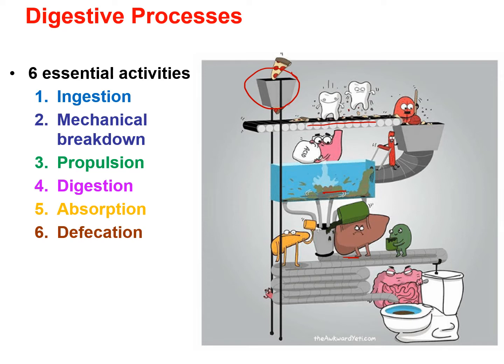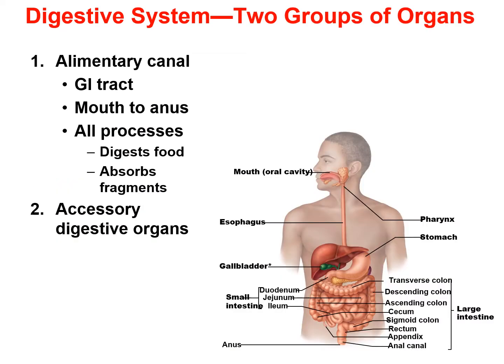Absorption, and then lastly, defecation. We're going to walk through the organs of the digestive system, and the first thing that you need to know about the digestive anatomy is that the digestive system can be broken down into two groupings of organs. There are going to be some organs that are part of the alimentary canal, and then other organs are going to be considered accessory digestive organs.